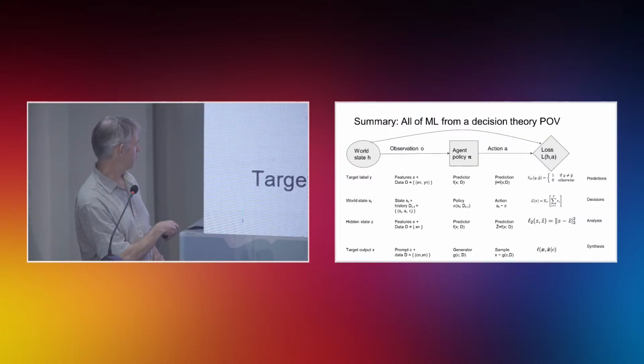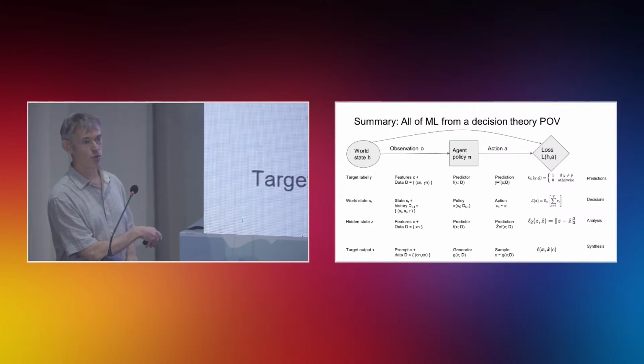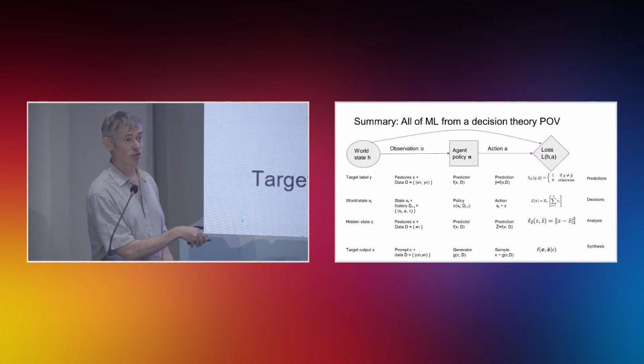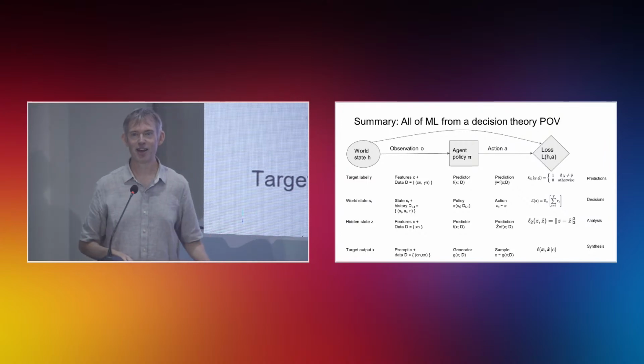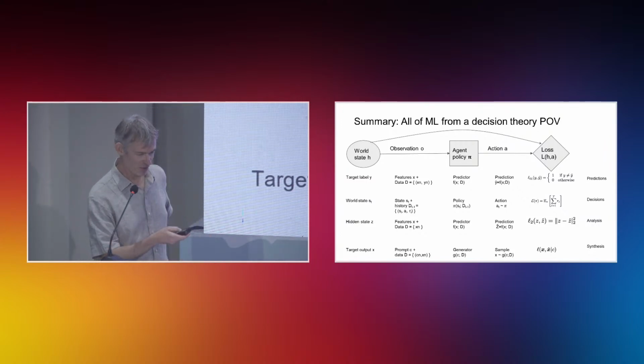And then synthesis. So the unknown state of the world is like, what is the right rap song to generate? And then what do I observe? Well, I have the text prompt from the user, and I have training examples. And then the policy is some stochastic generator. And then the action is a sample. And then I have some magical loss function, which is like the gut feeling of the audience, which they like best.